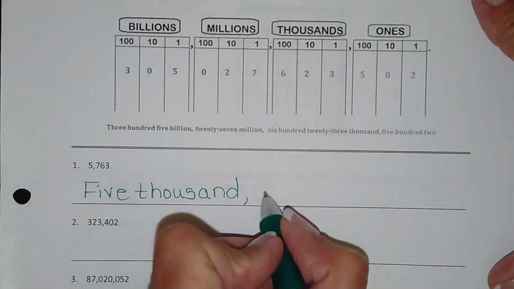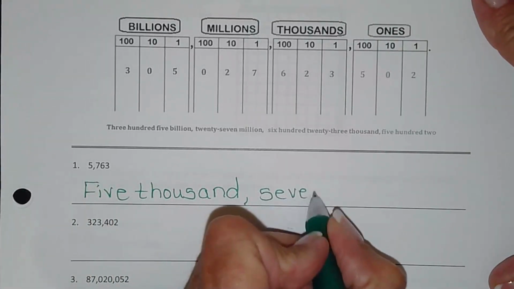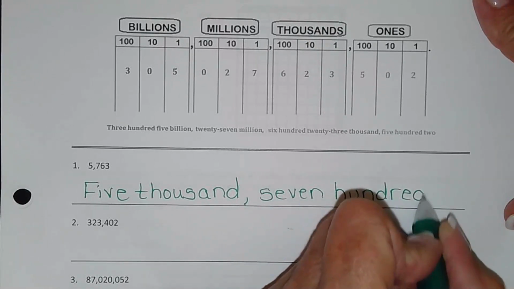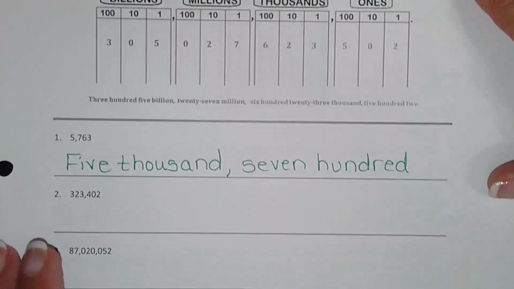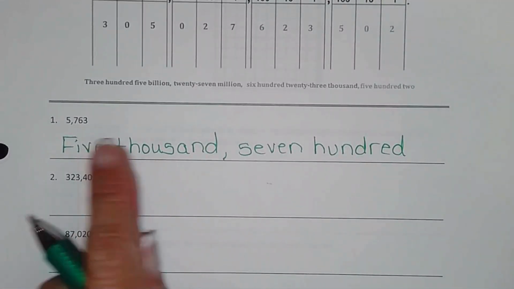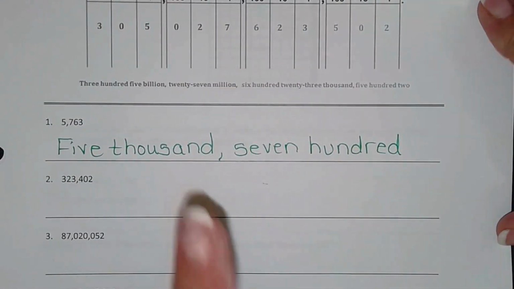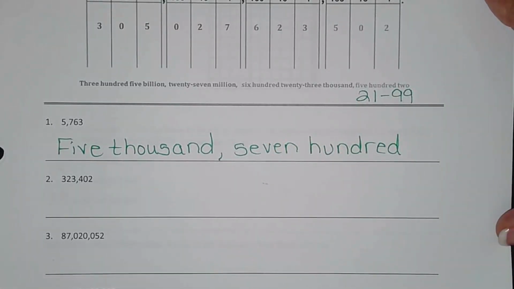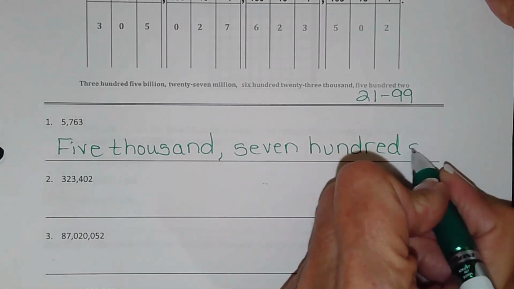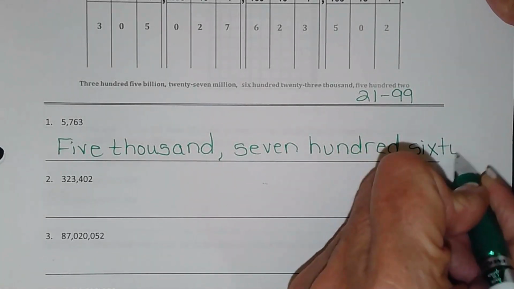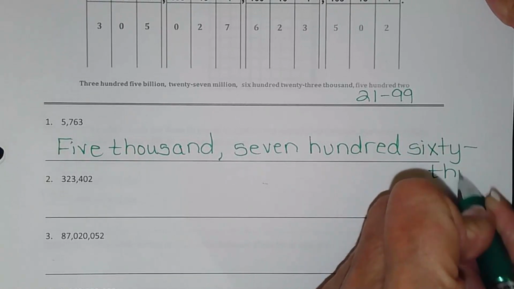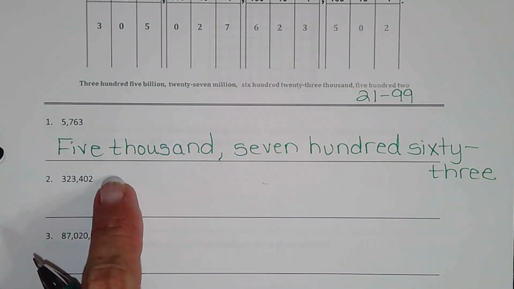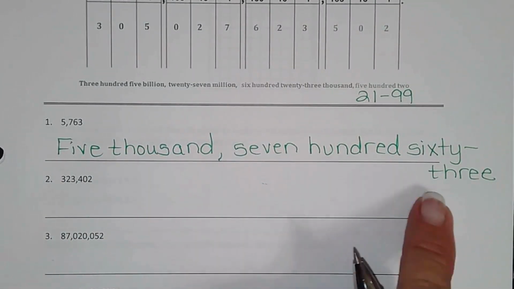And then 700. And remember, no "and" 63, just 63, no comma. There's no other comma in the problem, so we just write 63. It is between 21 and 99, which means it needs a hyphen. So 60 hyphen 3. And there we have it, 5,763.